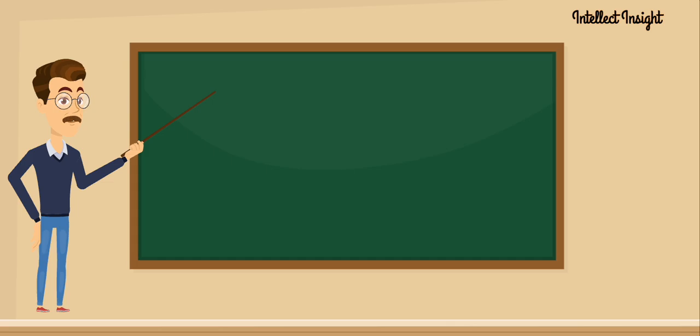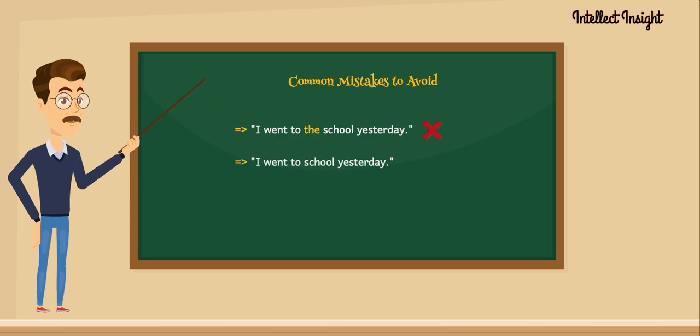Common mistakes to avoid. I went to the school yesterday. It's a wrong example. Unless you are referring to a specific school, we cannot use the. I went to school yesterday. Correct. General meaning we are talking about.